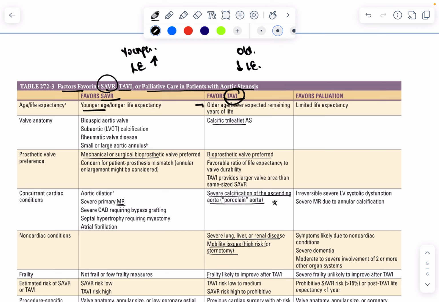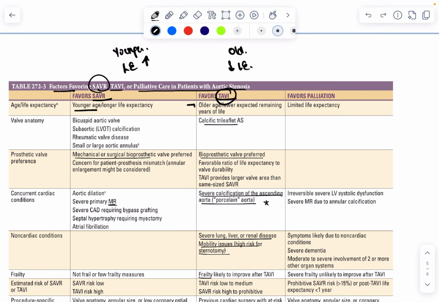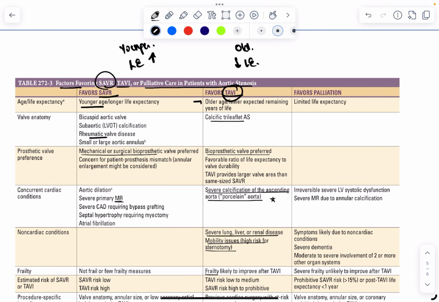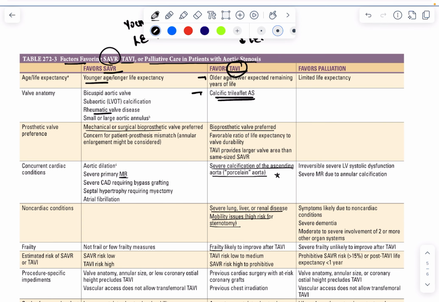In the younger population, the common causes of aortic stenosis are bicuspid aortic valve, subaortic calcification or rheumatic disease, whereas with aging there is calcific trileaflet aortic stenosis. In the younger population, the mechanical valve or surgical bioprosthetic valve is preferred, whereas in the elderly it is the bioprosthetic valve, because if we use a bioprosthetic valve the requirement of anticoagulation decreases, and in the elderly there could be a risk of bleeding. That is why the bioprosthetic valve is preferred in the elderly.